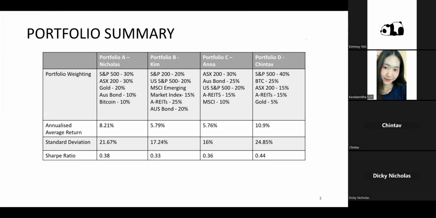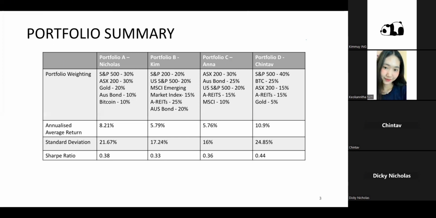I chose the ASX 200 and Australian bonds because they are stable and can help bring in regular income. The US S&P 500 gives me a stake in global stocks and helps spread out my investments. AREITs let me invest in Australian property, which I think will grow and give me income. Lastly, the MSCI index helps me spread my investments around the world.